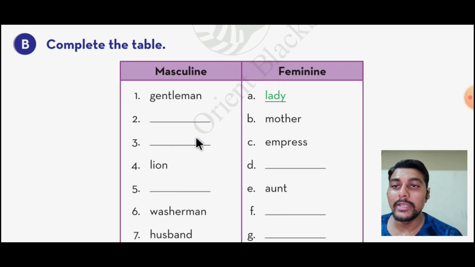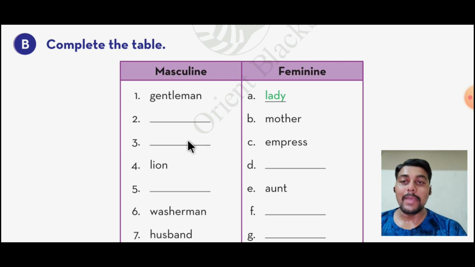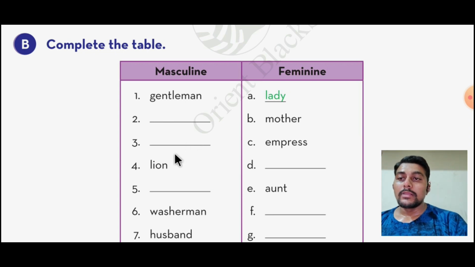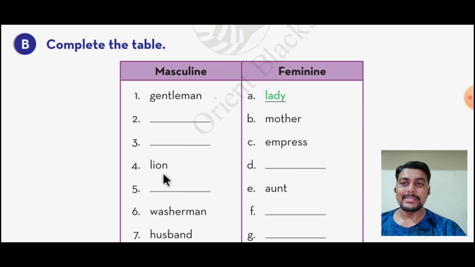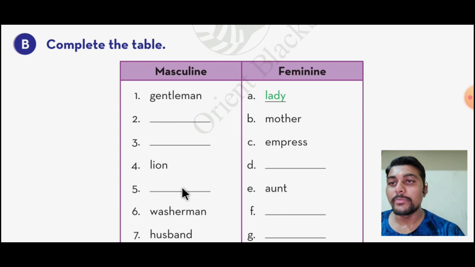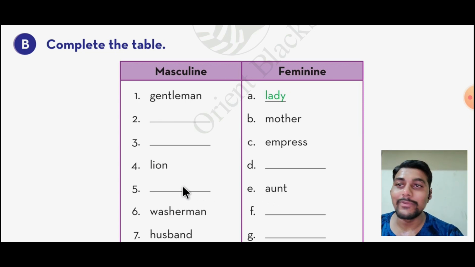What should be the masculine noun of the feminine noun empress? Emperor. Yes, remember the word emperor, meaning raja. Then what should be the feminine noun of the masculine noun lion? Very easy. Lion will become lioness. Then if the feminine noun is aunt, what would be the masculine noun, or masculine gender? It's uncle. Very easy answer.